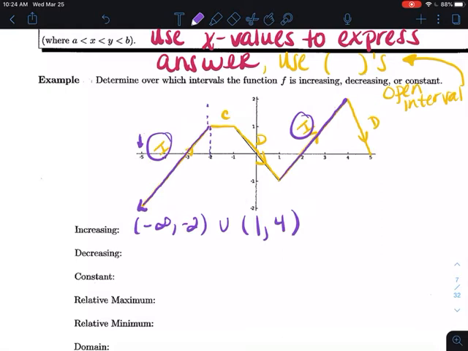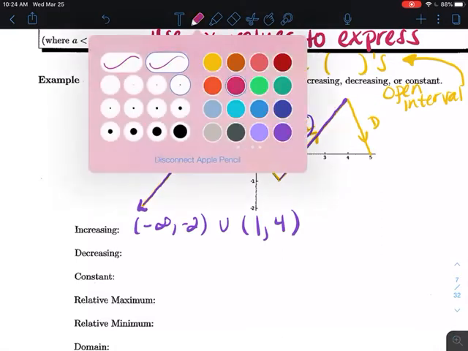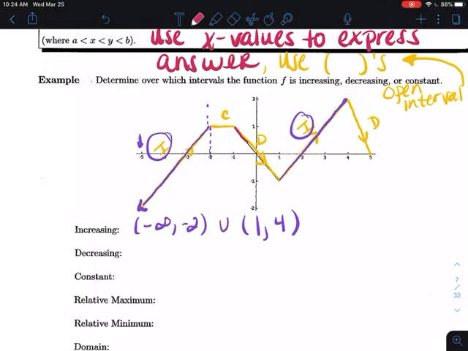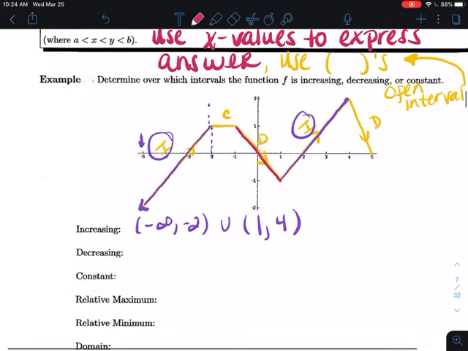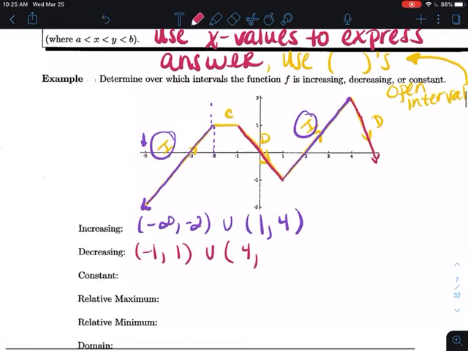Decreasing, let me use a different color. It decreases from here to here. You use x values. The first x value would be -1, and it decreases all the way to +1. And then you have another piece here where it decreases. Remember, you can't assume that the graph stops, so I'm going to put an arrow because it keeps going. So it decreases from the x value 4. That arrow means it never stops, so 4 to infinity.